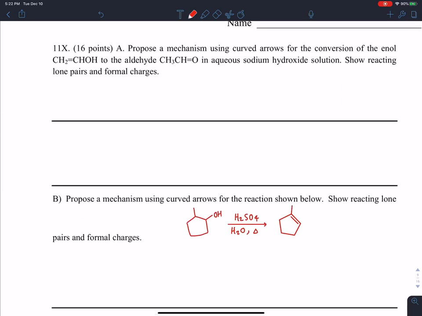Next question is, they want a mechanism where you convert the enol that looks like this.